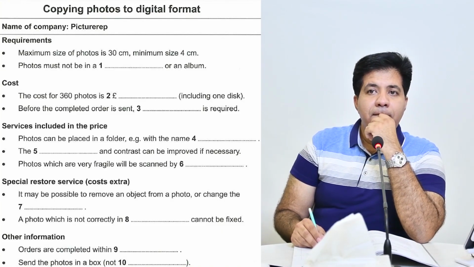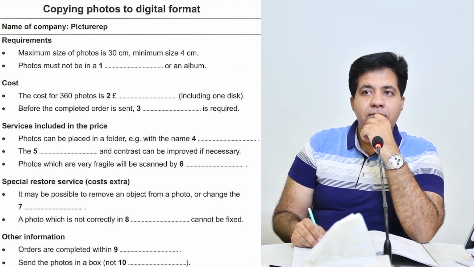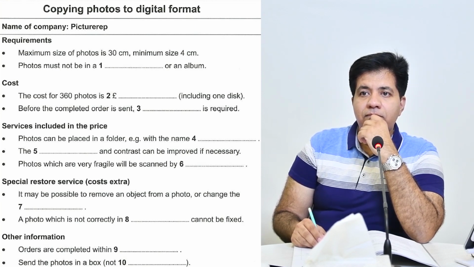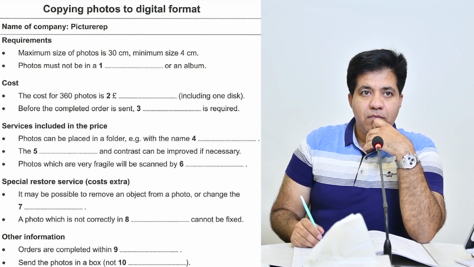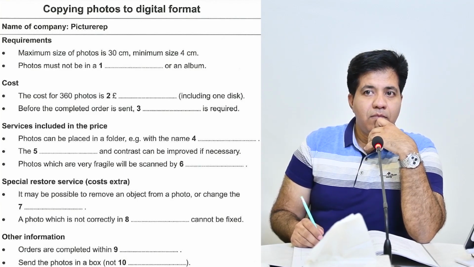Oh, and talking of fixing photos, I've got a few that aren't properly in focus. Can you do anything to make that better? No, I'm afraid that's one thing we can't do.